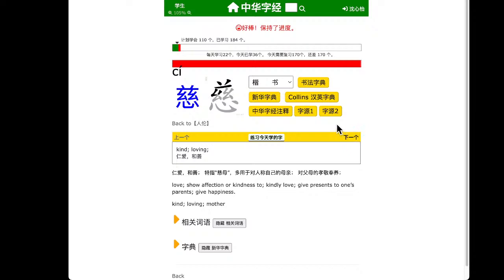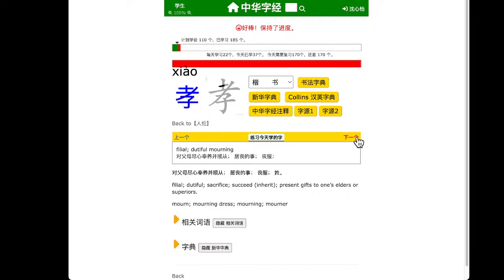慈 means kind and loving, showing affection and kindly love. 孝 means filial, like the duty that children have to respect and obey their parents, and to take care of them, and to follow their teachings, and to make sure that you give back in the appropriate ways, like visiting them once you've gone out on your own, coming home for the holidays, bringing them gifts, and generally treating them with reverence.